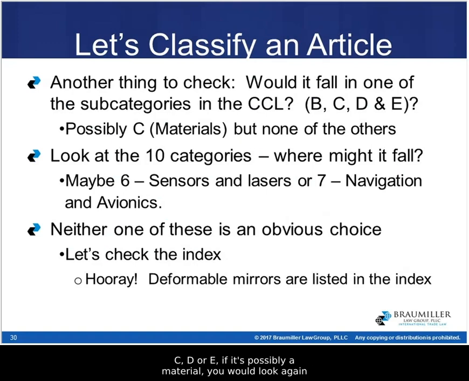Is it possibly a material? You would look again at the 10 categories within the ECCN categories. Maybe 6, sensors or lasers. Quite honestly, I don't know if I would be inclined to look there right off the bat, sensors or lasers, if it's a mirror. Again, it depends on how familiar you are with, say, mirror technology. Possibly navigation and avionics. Neither one of these is an obvious choice, at least to me.